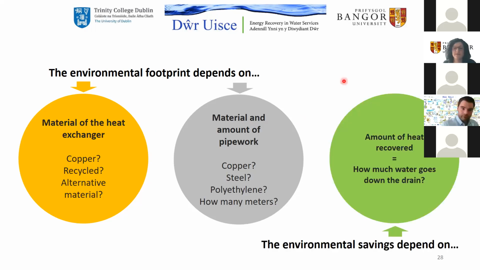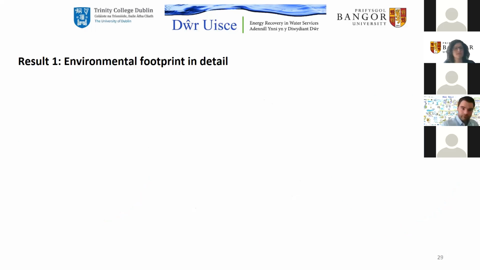And our environmental savings, however, also depend on the kitchen itself, like the size of the kitchen. And with the size of the kitchen, I mean the amount of wastewater that's created in the kitchen, of course, and the temperature. So this has also been considered in our study. So now let's go to our results part 1, where I'm now showing you the environmental footprint in detail.